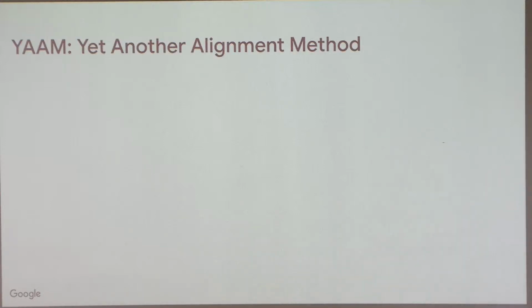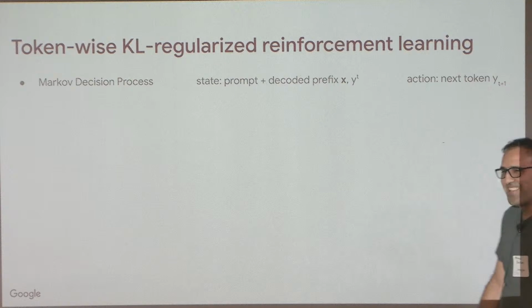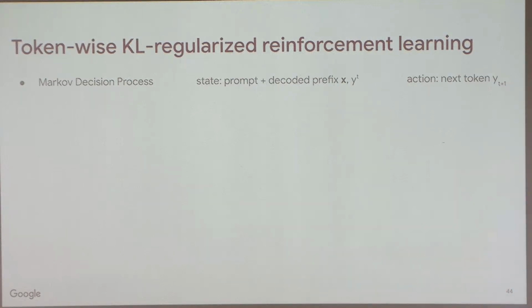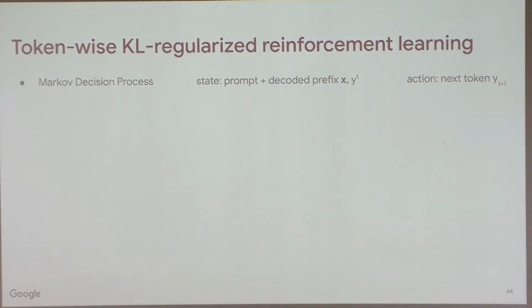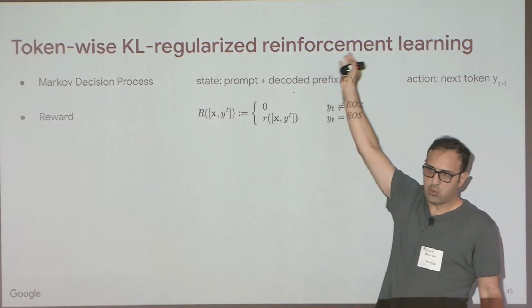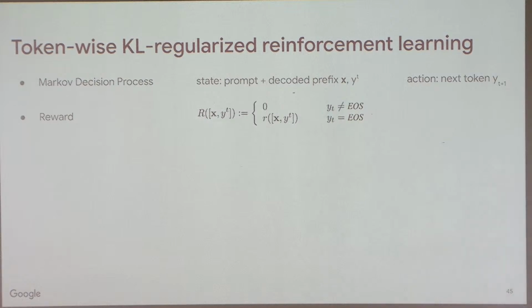OK. Now, with that, I'm going to define YAM, which stands for yet another alignment model. So now we're going to change the view of reinforcement learning. And rather than this bandit Markov decision process, we're going to define a token-wise Markov decision process, where we define the prompt plus every token that has been decoded so far as our state. And then the action is the next token that we're trying to decode. And then for reward, we're going to give a 0 reward in every intermediate stage until we fully decode the sequence and get end of sequence. Then we evaluate whatever we decoded through the reward function, and that's the reward that we get.